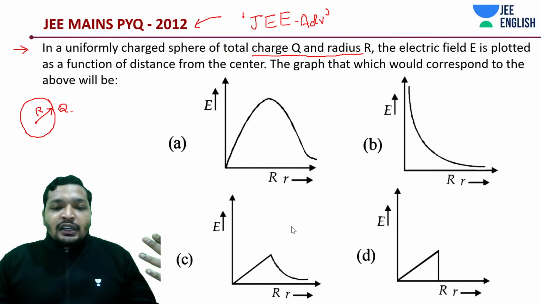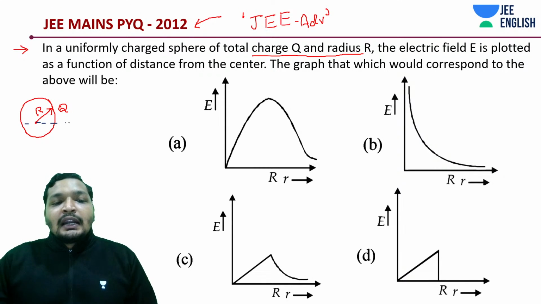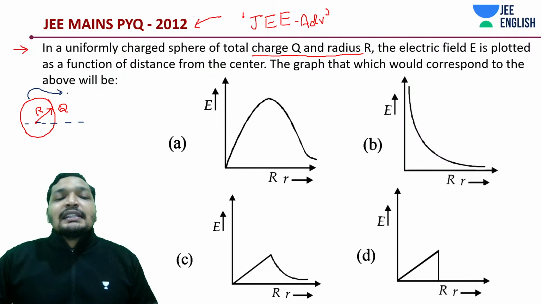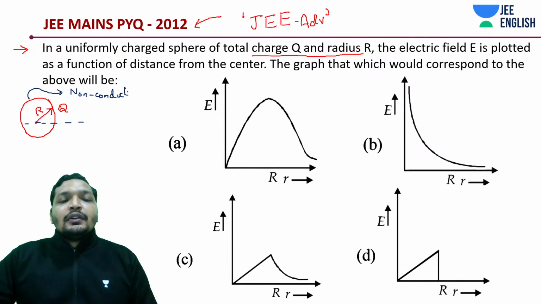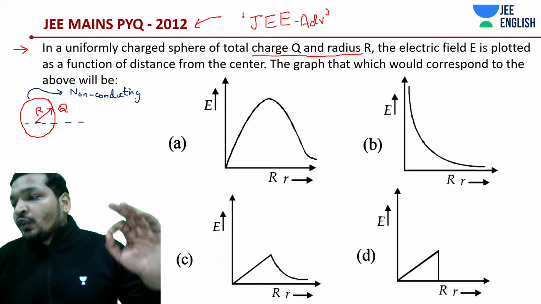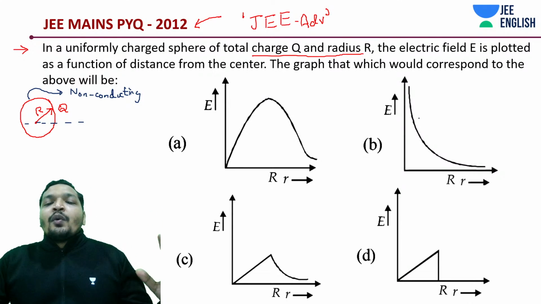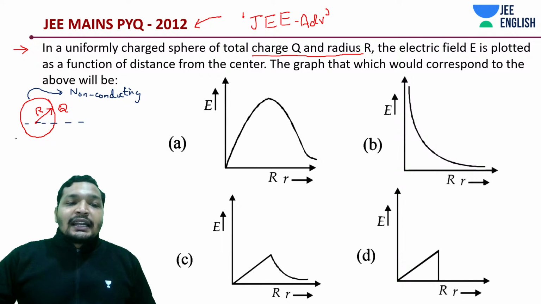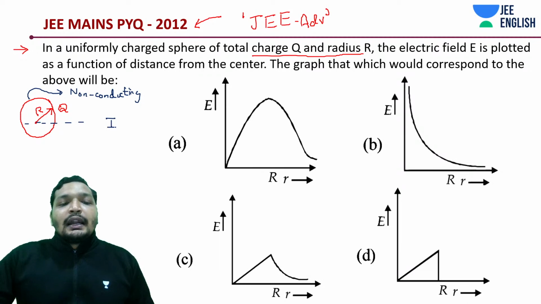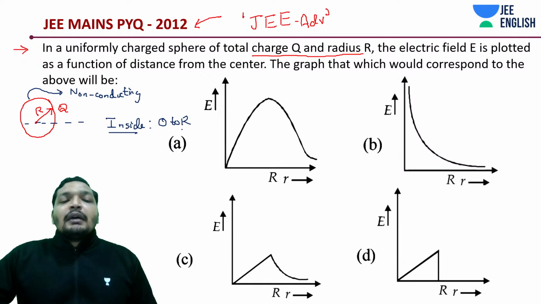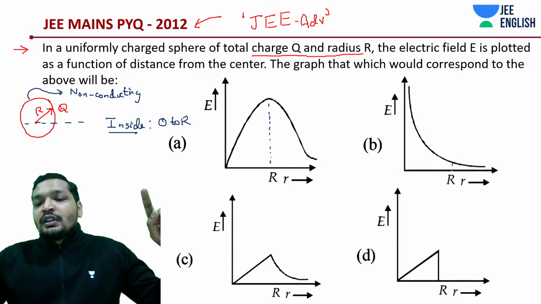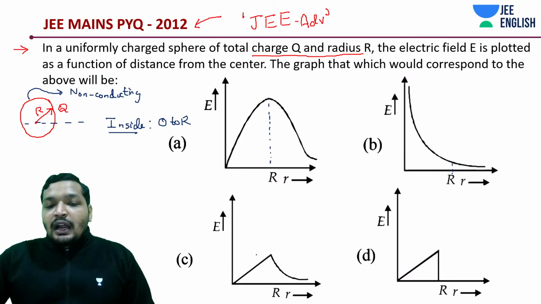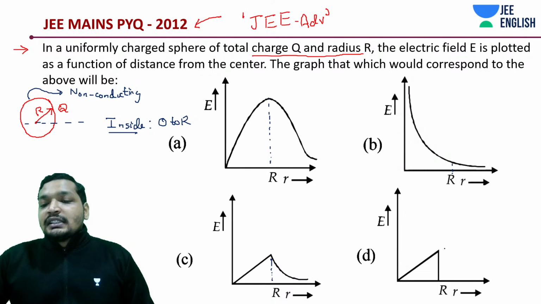If you have noticed the question, you are probably not thinking about a metal conductor. Why? None of the graphs says it's a metal conductor. So it's a non-conducting or an insulating material. That is the thing that you have to notice from the options. So look at the options. Nowhere is the electric field inside, that is from 0 to R, equal to 0. No, not in this case. In fact, in this case, it says the electric field outside is 0.